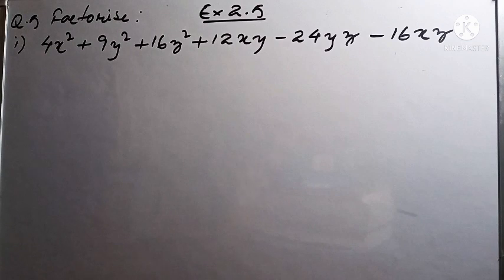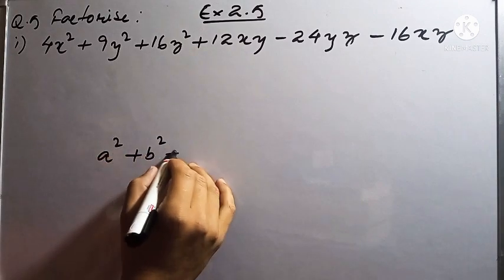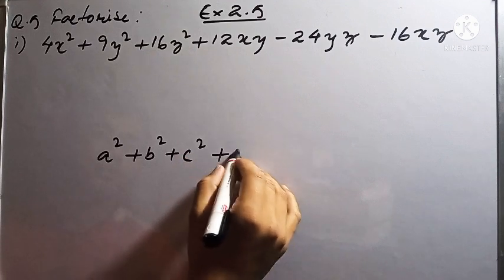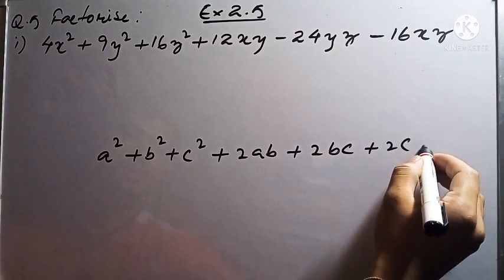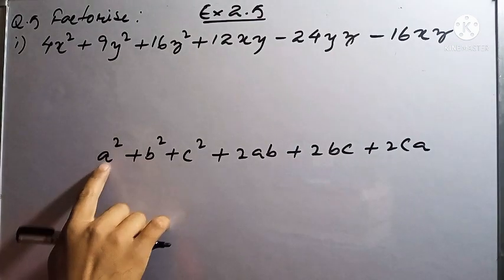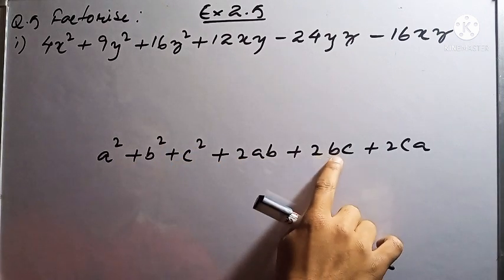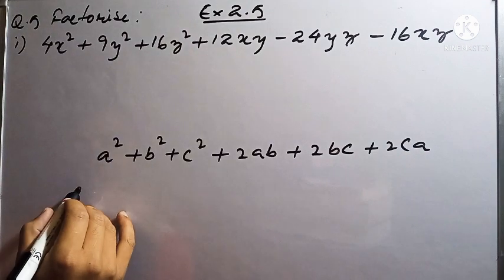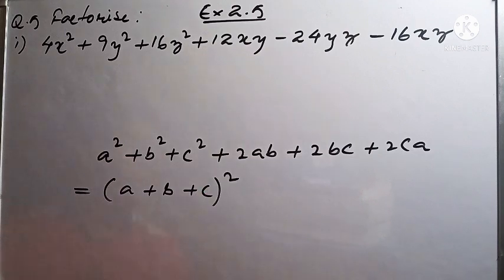Before we start the solution, let me write one formula and let's see if it is somehow similar to this given expression. a square plus b square plus c square plus twice ab plus twice bc plus twice ca. This is equal to what? This is a plus b plus c whole square.